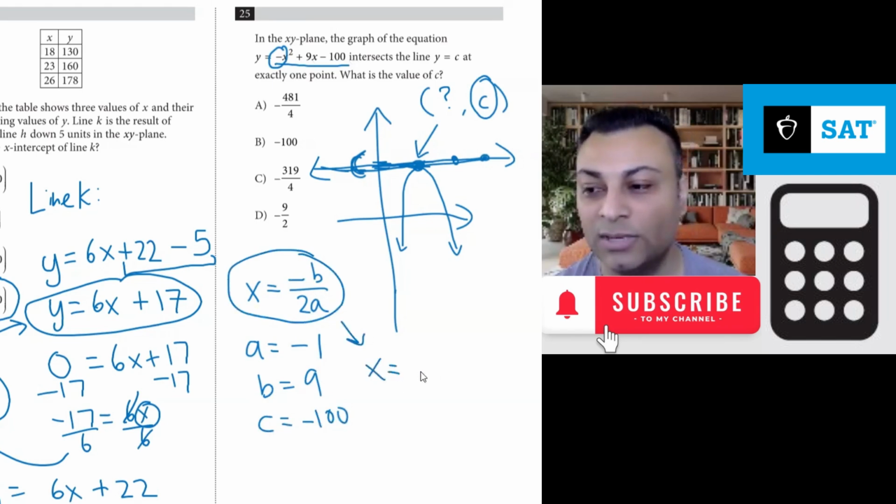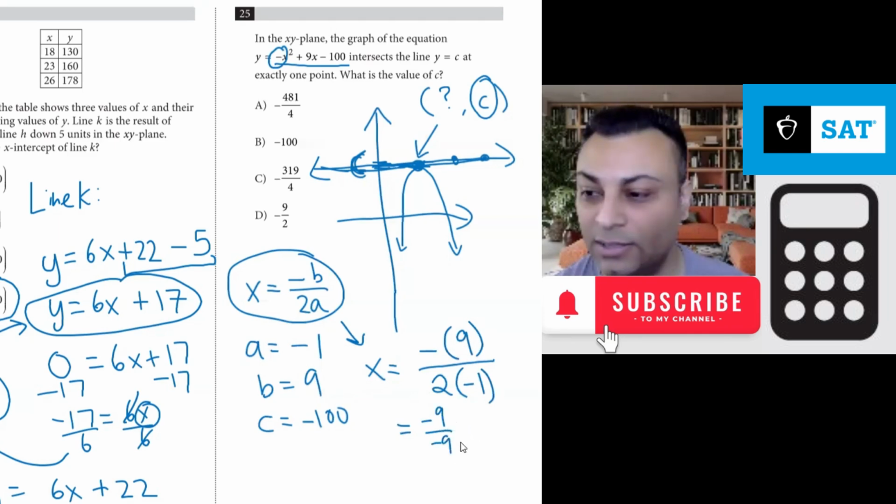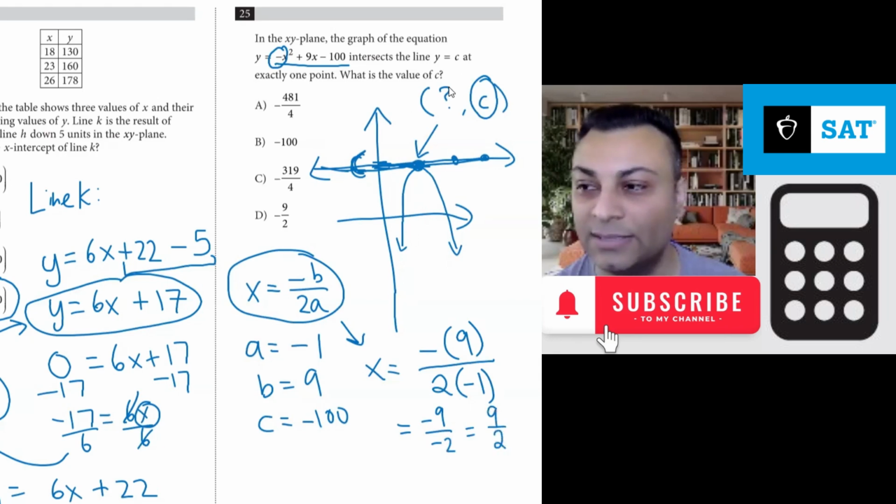x equals -b over 2a. Okay, let's be very careful. The b is 9, so that goes here, and the a is -1, so that goes here. This ends up being -9 over -2, or simply 9 over 2. That is the x coordinate, 9 over 2.